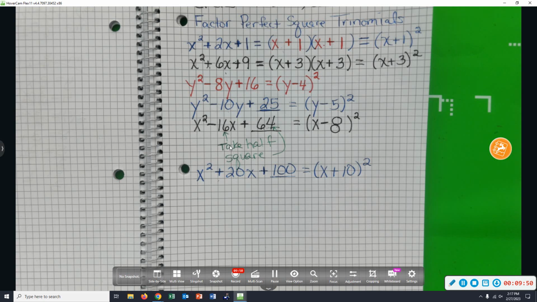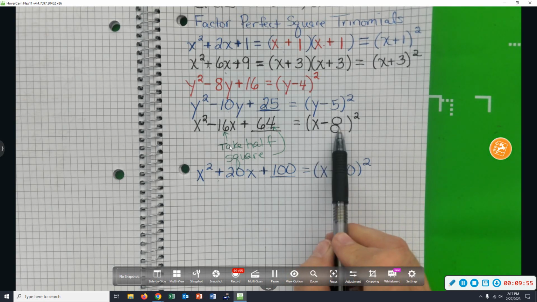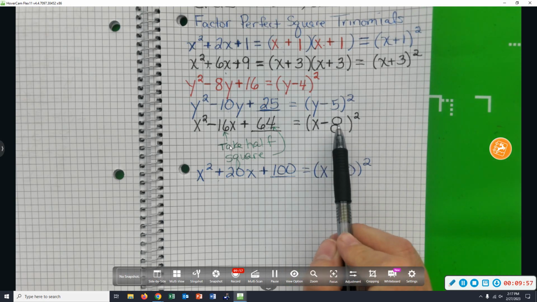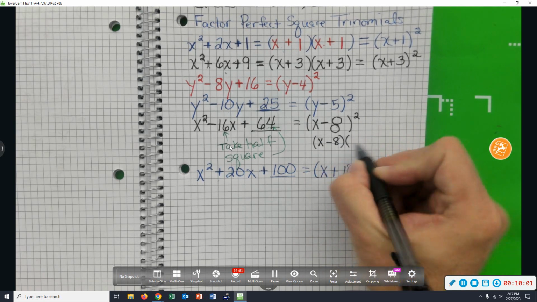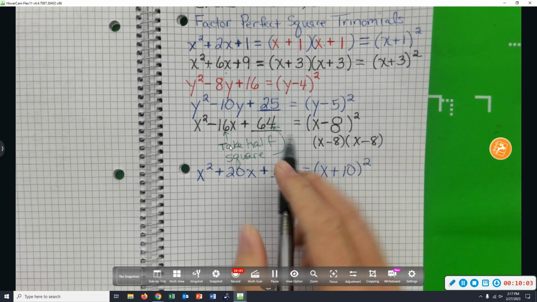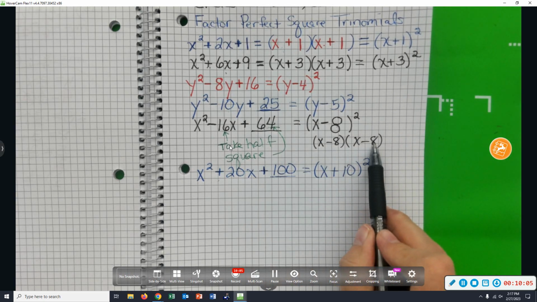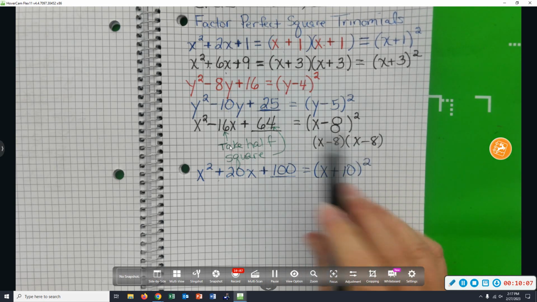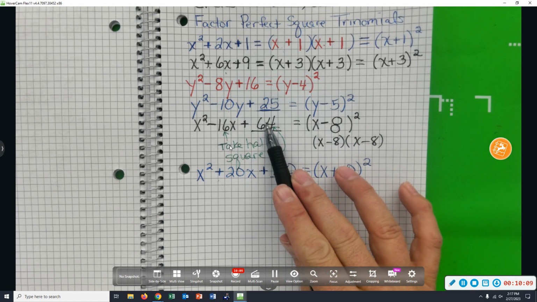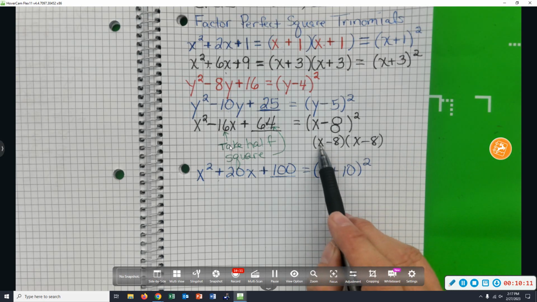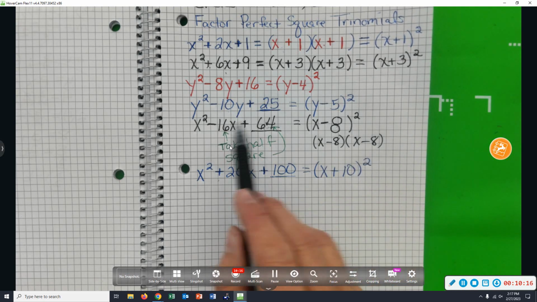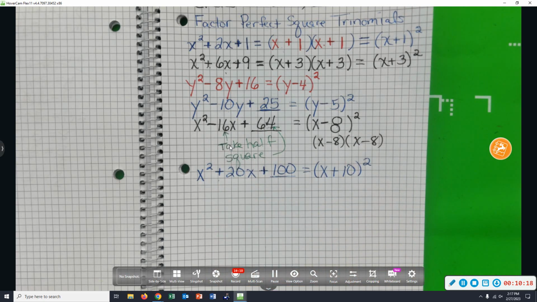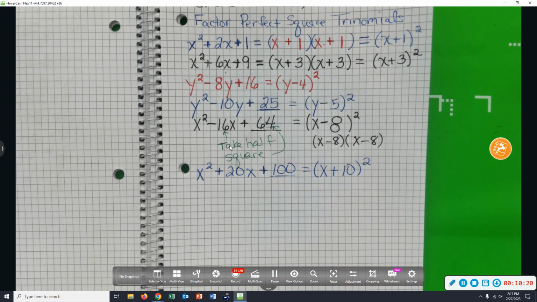It does. The x minus 8 squared, 64 is 8. Yep. 8 times 8 is 64. That would be the last if you were foiling. Negative 8 times negative 8, that'd give you a positive 64. The outer and inner, negative 8x plus negative 8x, gives you the negative 16x. Okay?